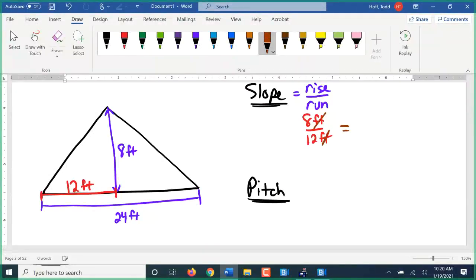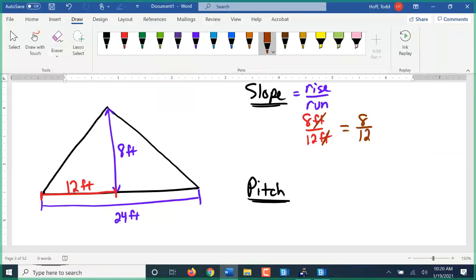Feet cancel out. Now we could reduce that, but we're just going to leave it. Slope is typically given out of 12. It's called a unit slope. It's inches of rise for every 1 foot of run, or for every 12 inches of run. So an 8-12 slope does mean that there's 8 feet of rise for every 12 feet of run, but it also means there's 8 inches of rise for every 12 inches of run. It comes back to that idea of a ratio being unitless again. It doesn't matter what units we put on there, it'll hold.